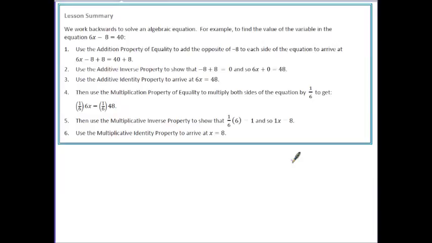Then the multiplication property of equality is used to multiply both sides of the equation by 1/6 to get 1/6 times 6x equals 1/6 times 48. We looked at this a little bit differently and just said it was division, but multiplying by 1/6 is the same as dividing by the number 6. Then use the multiplicative inverse property to show that 1/6 times 6 equals 1, and so 1 times x equals 8. Then we use the multiplicative identity property to arrive at x equals 8.